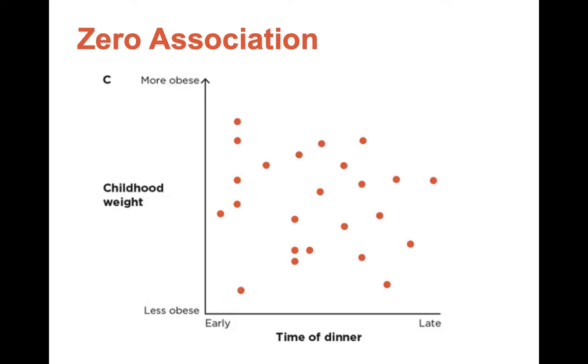And then finally, we can have zero association. So here in this scatter plot, there's no real association between variables. We'd say that there's zero correlation in this case between the time that dinner is eaten and childhood weight. So here it just looks like a cloud of points where you can't really draw a trend line through that. There's no upward sloping trend line or downward sloping trend line.